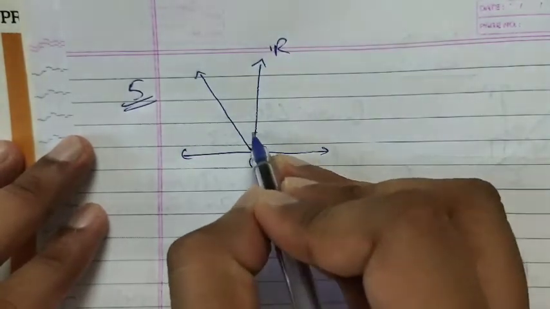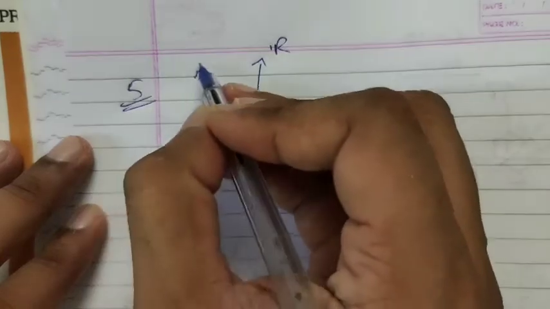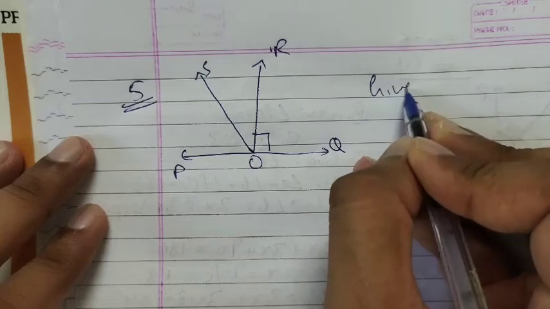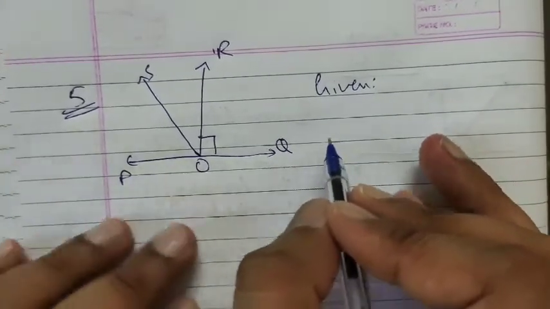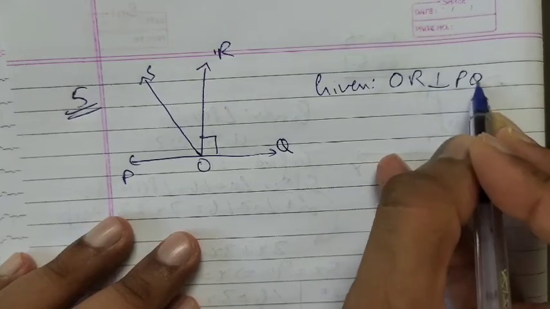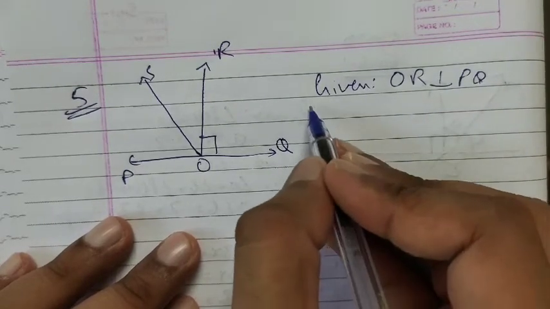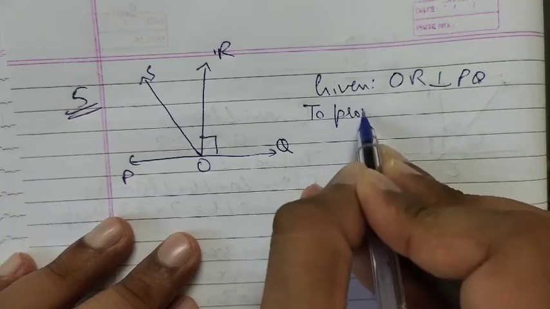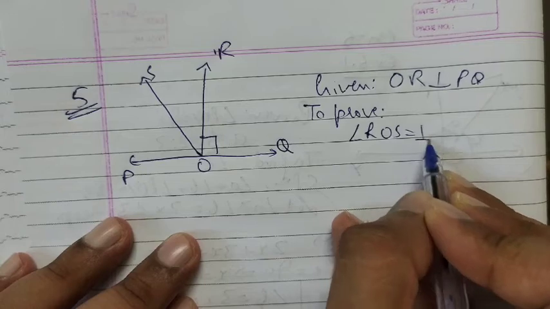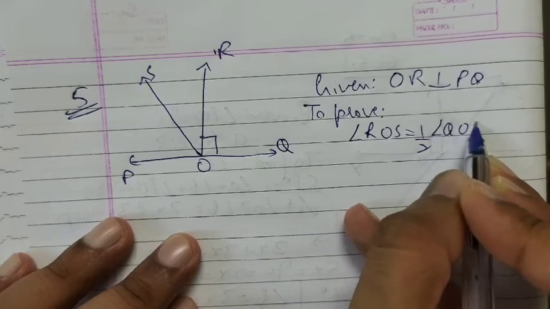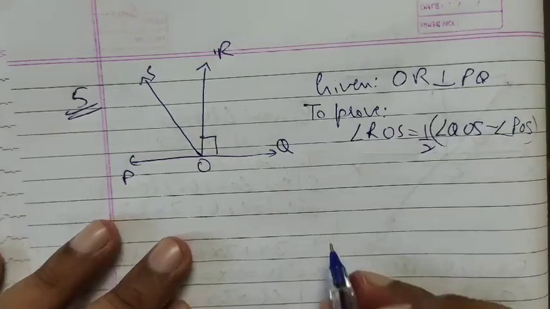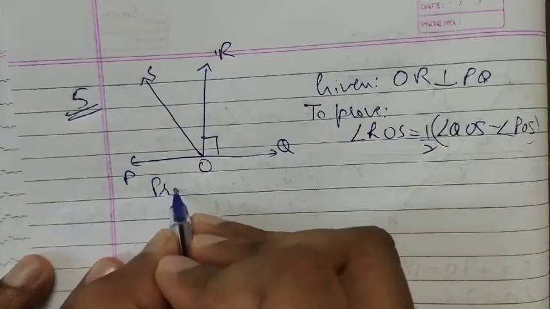R O Q S P, right? So given, OR is perpendicular to PQ. So OR perpendicular to PQ, right? To prove: angle ROS is equal to half of angle QOS minus angle POS, right? So whatever we have to prove, let's start from there only.